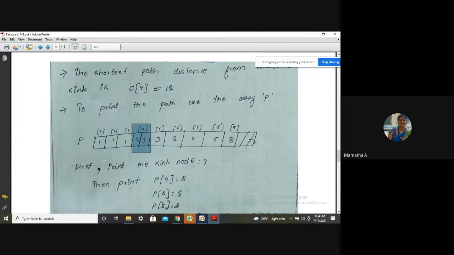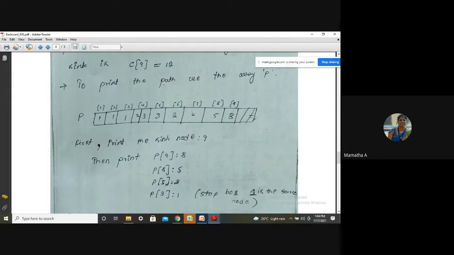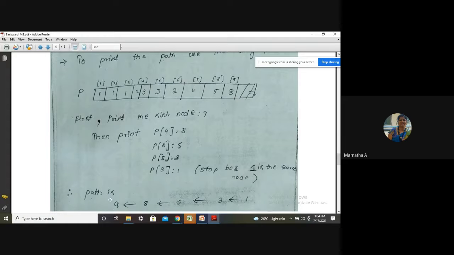First, we will print the sink node here. Earlier it was the source node. Here we will print the sink node. First we will print 9 and the inverted arrow mark. Then what do we do? Update the value of j equals to pj. So p of 9. So j is now 9. What is p of 9? P of 9 is 8. So from 9, I go to 8.